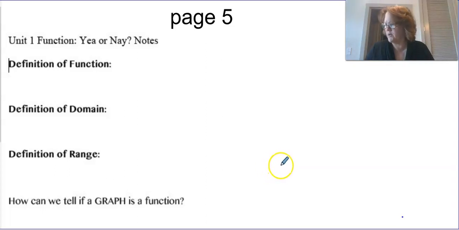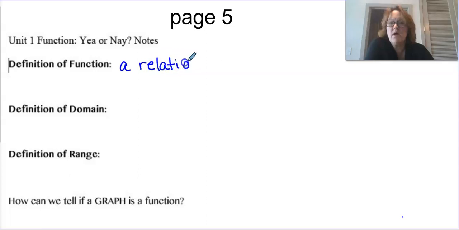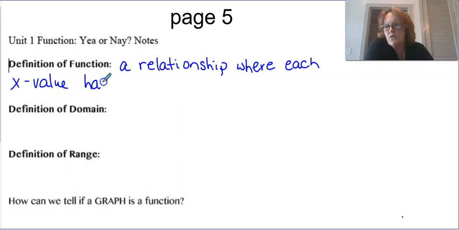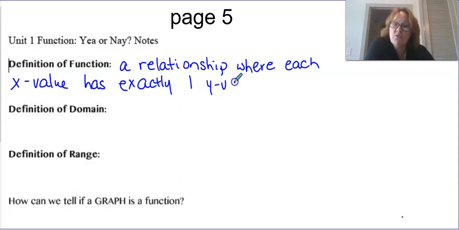Let me start with, this is on page 5, sorry. Page 5. Definition of a function. Basically, we're just going to say it is a relation. It could be a set of ordered pairs or a graph or a table. So it's a relationship where each x value has or is paired with exactly one y value. And I know you've heard this before.